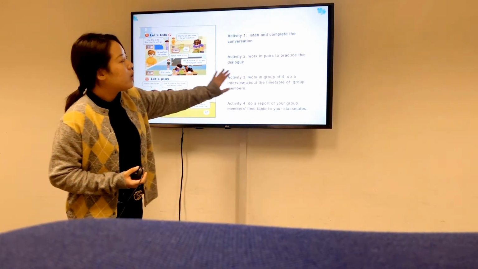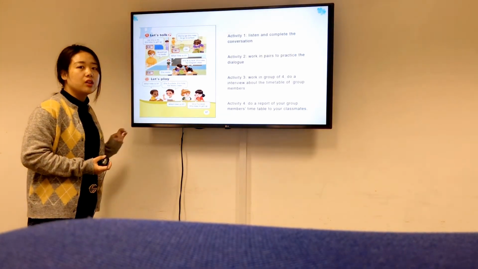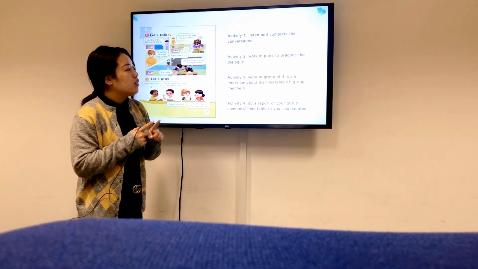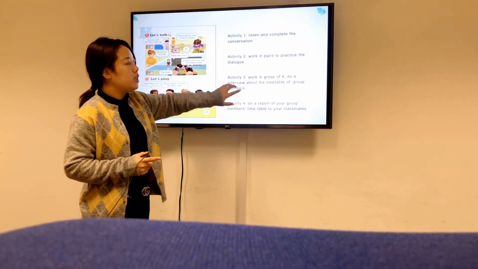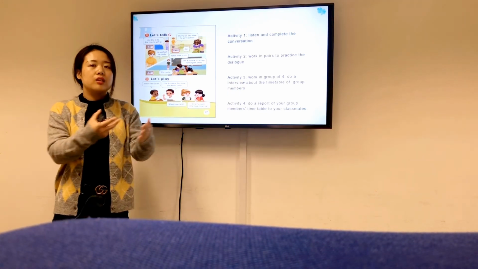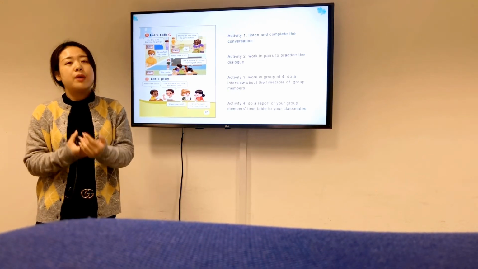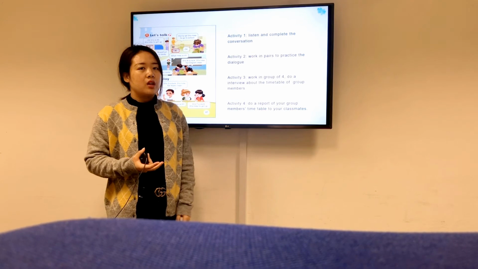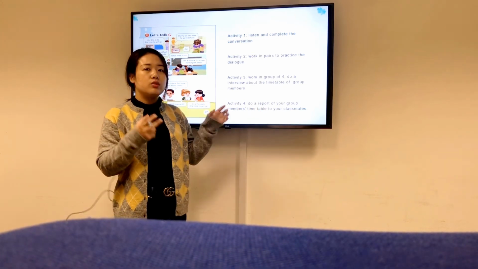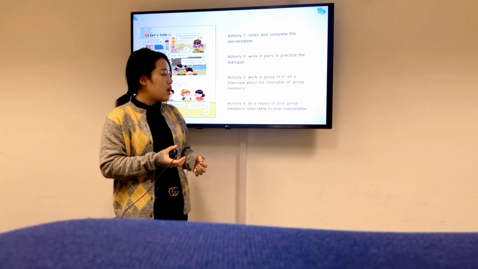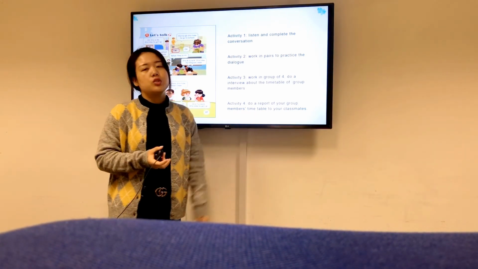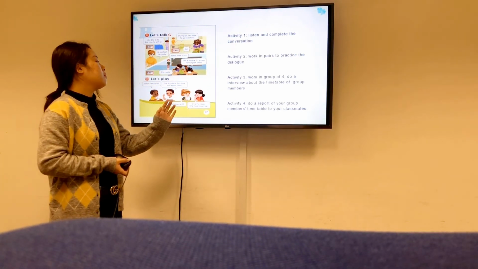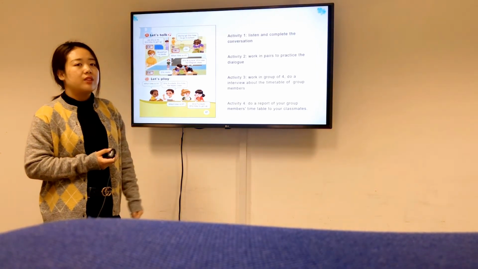And then they will work in pairs to practice the dialogue they just learned. This is the 2-student group work. And then they should work in groups of 4 and do an interview. They can ask the other 3 group members about the timetable of each member. So they can make a report according to the information they just asked, and then report it to their classmates. So in these 4 activities, you can see they all have the features of CLT.